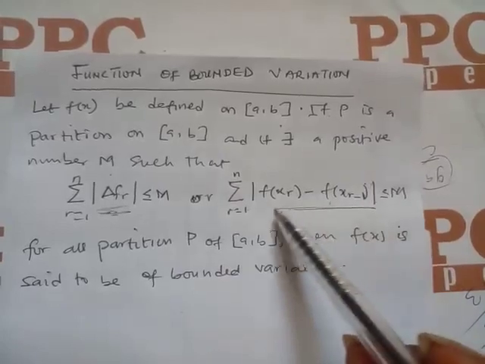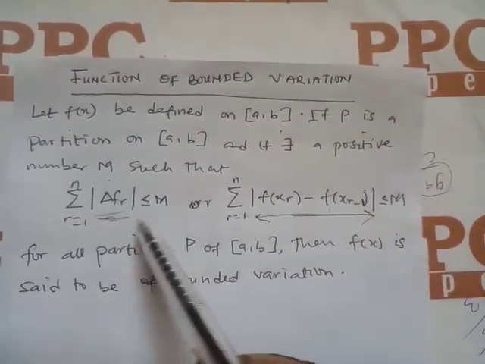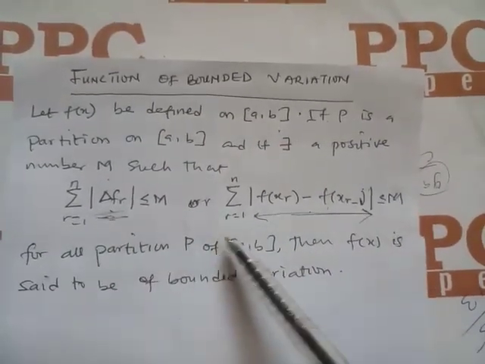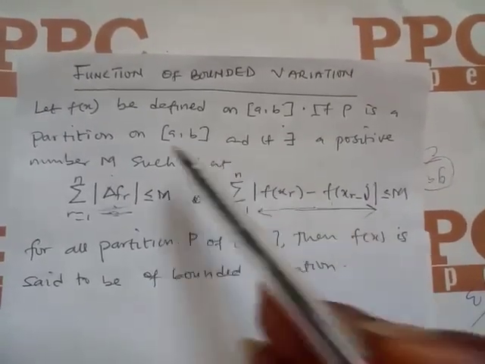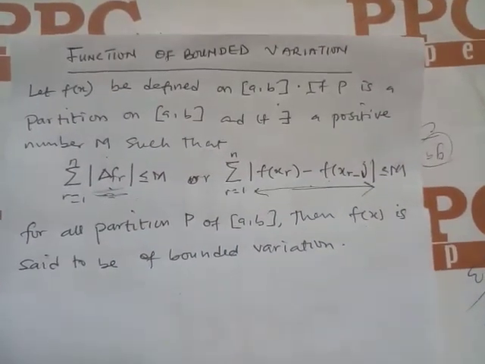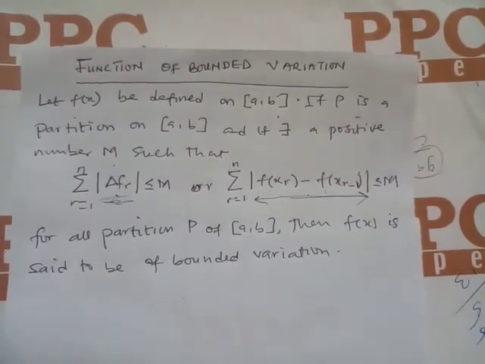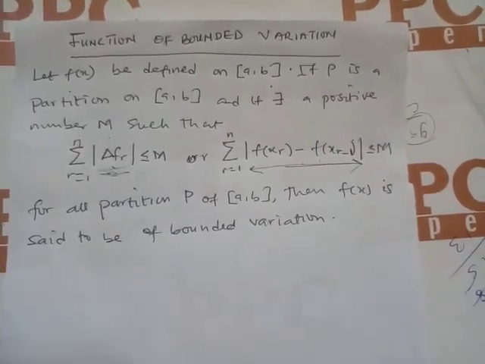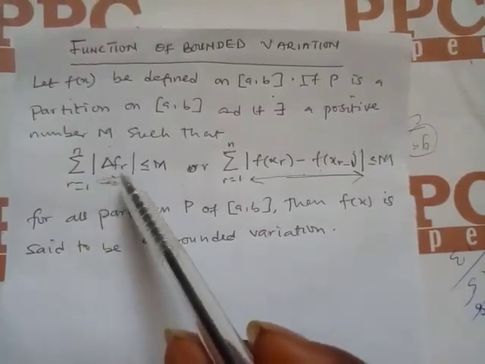That is, we have explained this under Riemann-Stieltjes integral. So this expression is just this. If this happens for all partitions P, then we say that this f of x is a function of bounded variation. So when it happens like that, we say that f of x is a function of bounded variation.